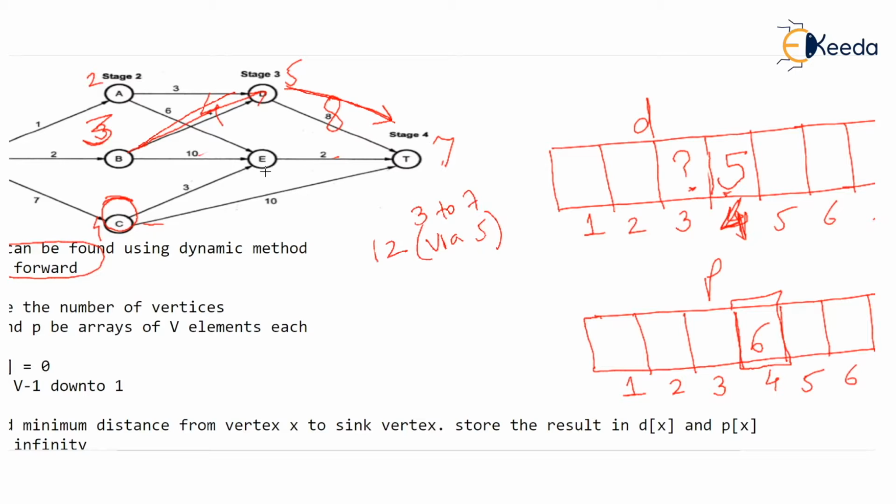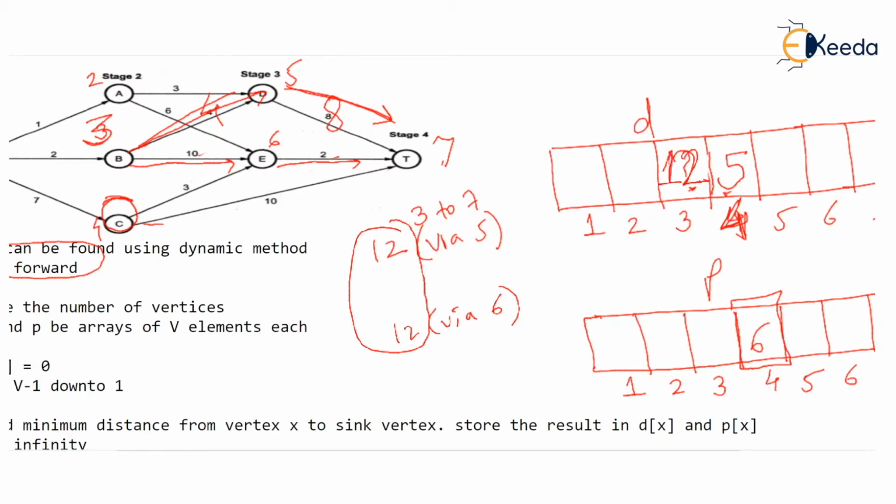What is the other way? You can go from 3 to 6. This vertex is 6, and 6 to 7. What is the total distance? Again 12, isn't it? That's going to be via 6. I hope you're understanding. And there are no other ways by which you can go to vertex number 7. You can either go to 5 or go to 6. So anyway, you are going to get a minimum of 12. So hence, this D3 is going to be 12.